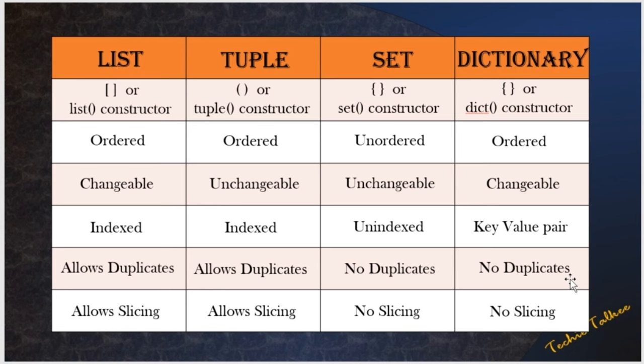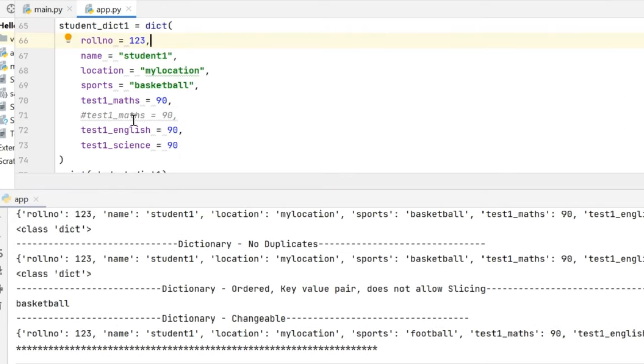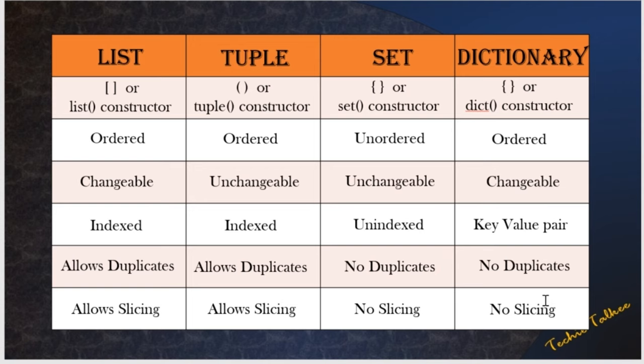Dictionary does not allow any duplicates, meaning it does not allow duplicates on the keys, but it allows duplicates on the values. In this particular dictionary, I have a key of test1_maths and the value to be 90. If I try to create another key with test1_maths, it is not going to allow me to create this dictionary object, meaning dictionaries do not allow duplicate keys, but the values can be duplicates. And since it is not indexed, it cannot be sliced.